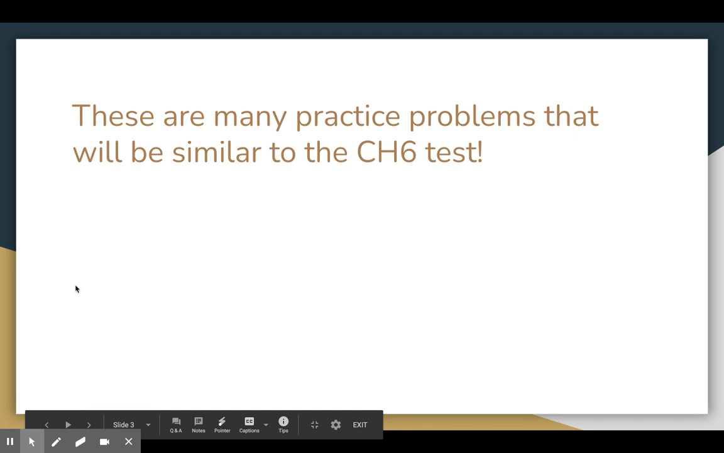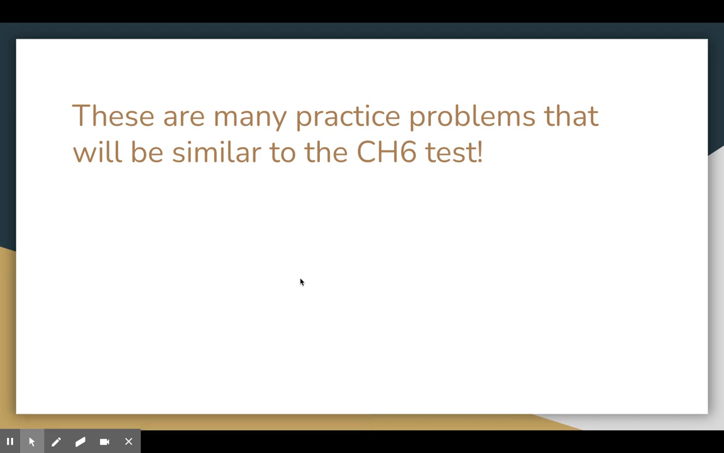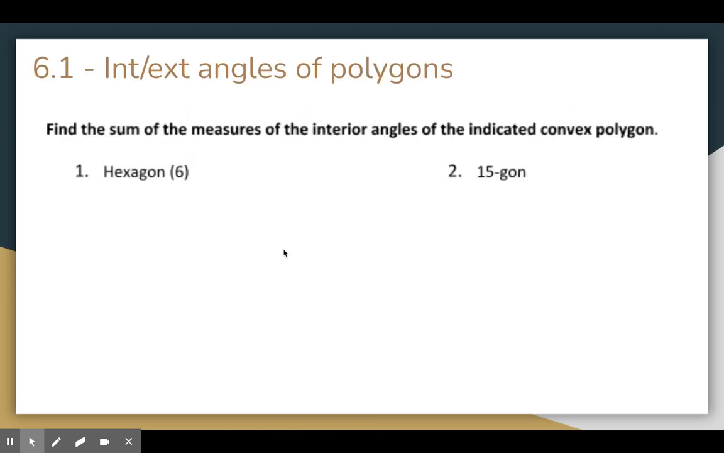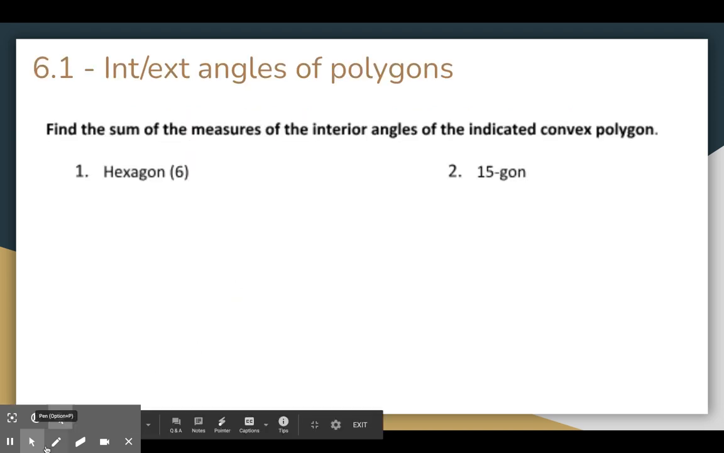Okay, so these are the many practice problems that will be similar to what you'll see on the Chapter 6 test. Remember, your Chapter 6 test is on Thursday and Friday this week. Okay, interior and exterior angles of polygons. Remember, this is review from lesson 6.1.